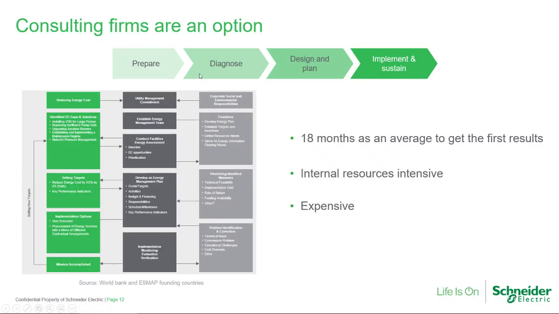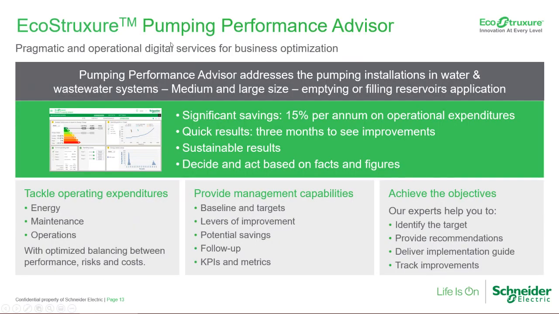So when we look at the next step, we want to see how we can utilize this information that we're generating. Obviously, we can go through a consulting firm type methodology, but that can take a long time. On average, 18 months for the first results. It's very internal resource intensive, and it can be very expensive. So what's the alternative to this? The alternative is using some form of AI advisor suite.